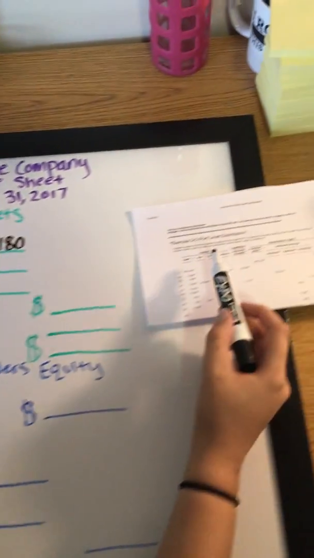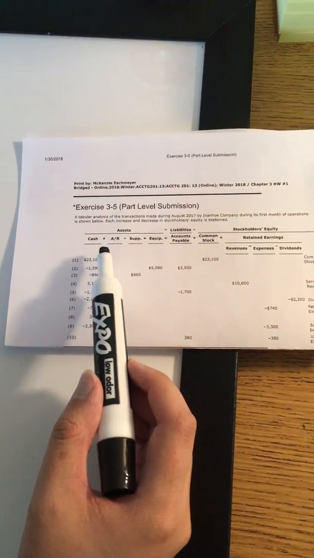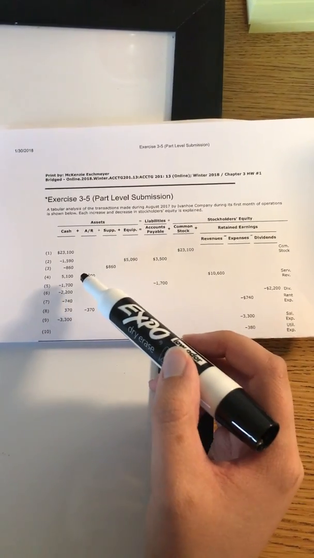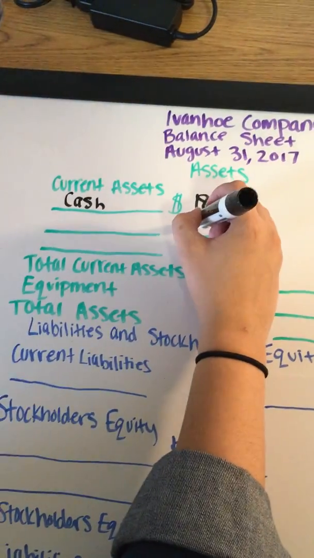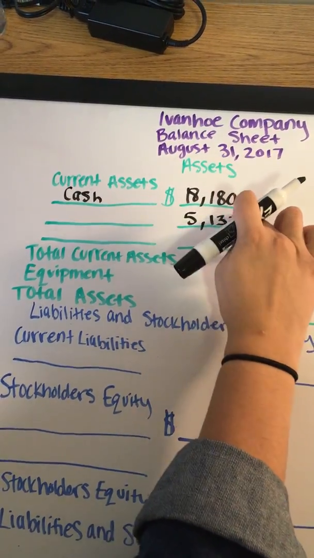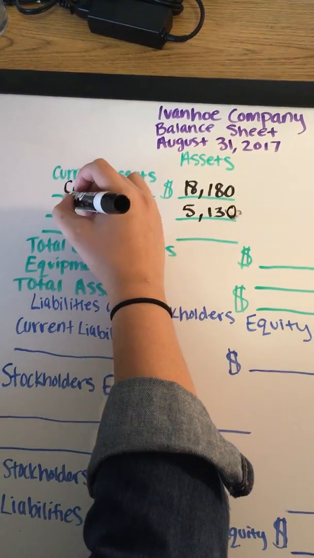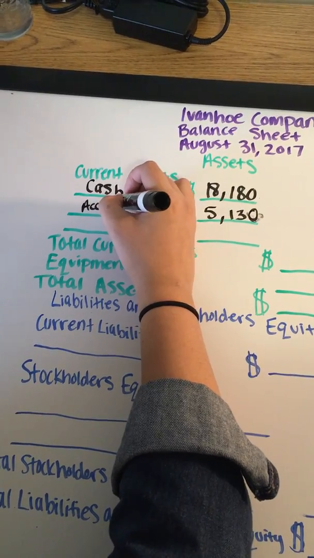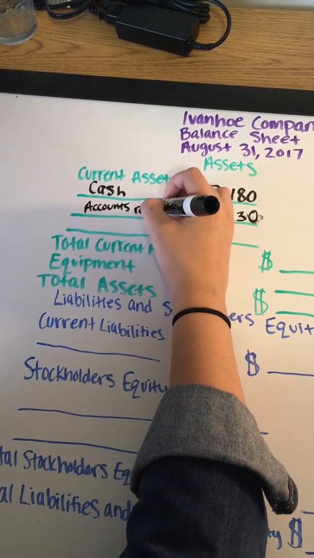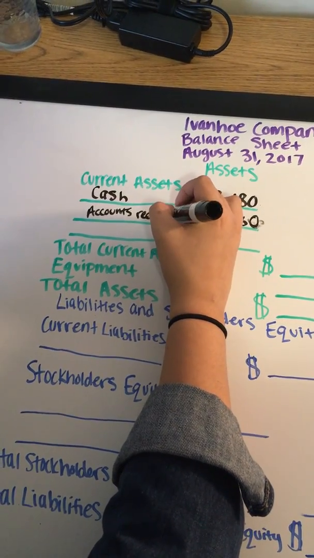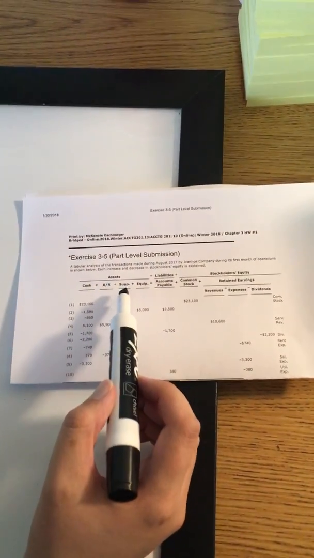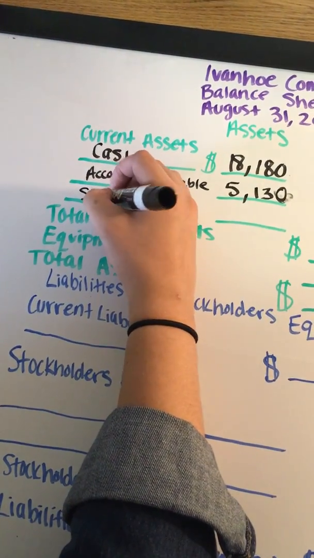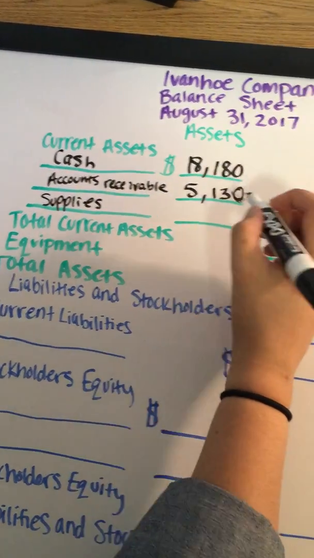Under assets, we also know that accounts receivable is a current asset. So we need to take the 5,500 and subtract the 370, which gives us 5,130 for accounts receivable. Then lastly, we have supplies under assets, and that is the last thing that's a current asset. So we will write supplies of 860.